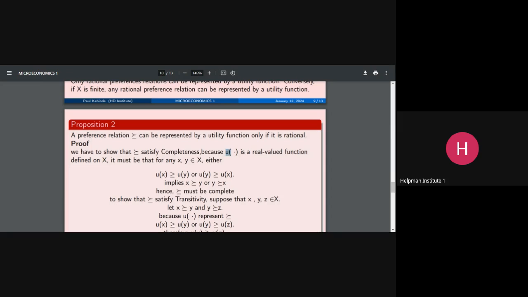That is the reason why we have the statement: because the real number system is complete, definitely any function that is defined on it, which is this preference relation, is also complete.